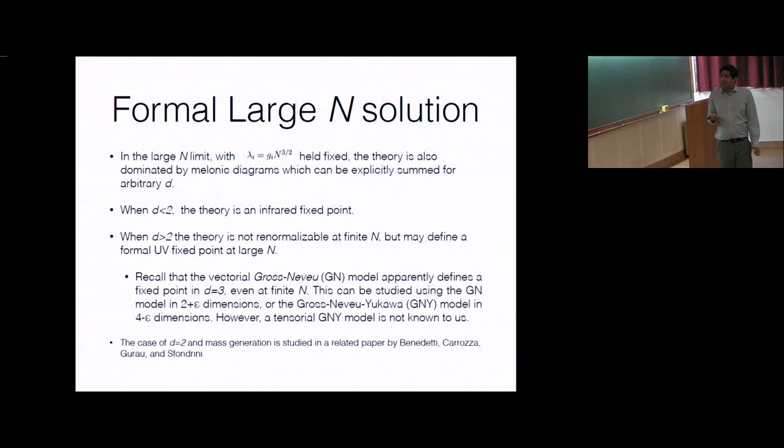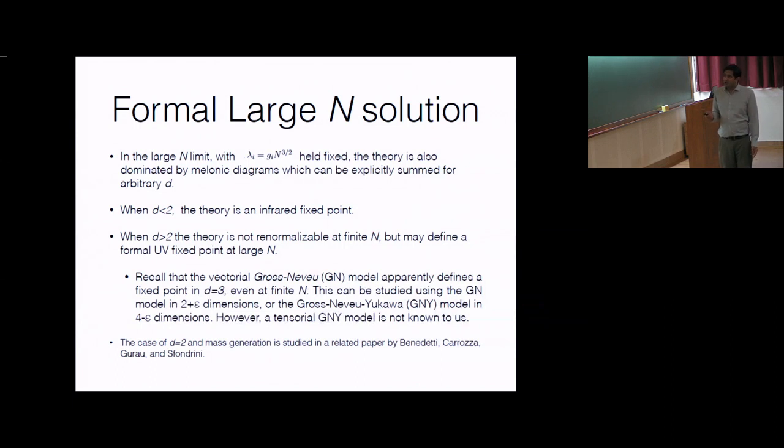Okay. So of course, in the large N limit with these two couplings scaling appropriately, the theory is also dominated by melonic diagrams, which can be explicitly summed for arbitrary t. If you were to take the lambda equals infinity limit just naively, if t is less than 2, this defines an infrared fixed point, which is sensible and okay to do. t less than 2, t equals 2, we won't discuss.